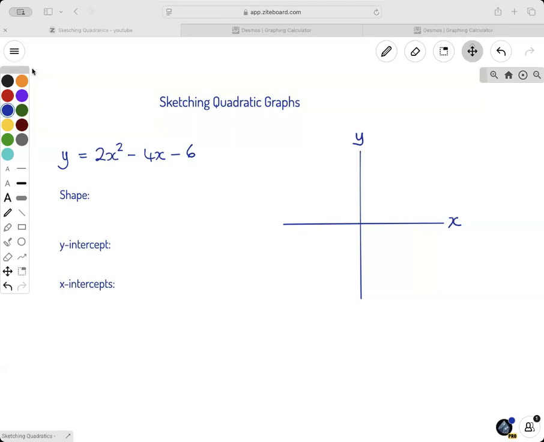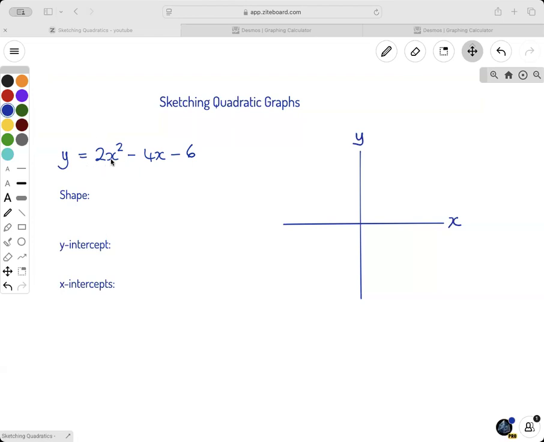In this video, I'm going to sketch the quadratic equation y equals 2x squared minus 4x minus 6. First of all, we need to find the shape of the graph, and for that we look at the coefficient of x squared, the number that x squared is multiplied by.